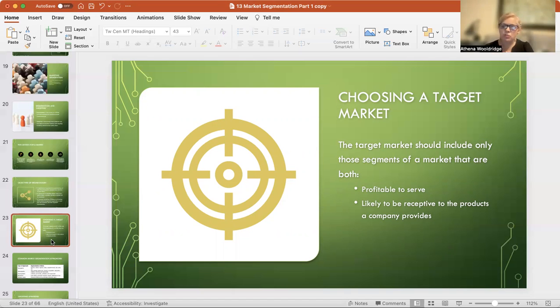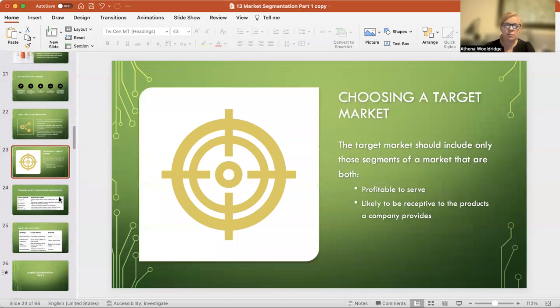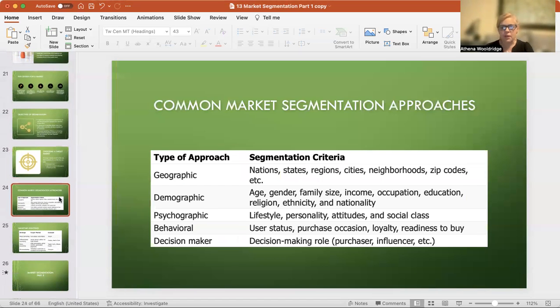If they're not receptive to it, we cannot actually end up converting them to any type of sales. What are some common segmentation approaches? I warn you, this will probably be something you see again, wink, wink, especially if you're watching this video and you are thinking about the exam. So here are some common segmentation approaches.